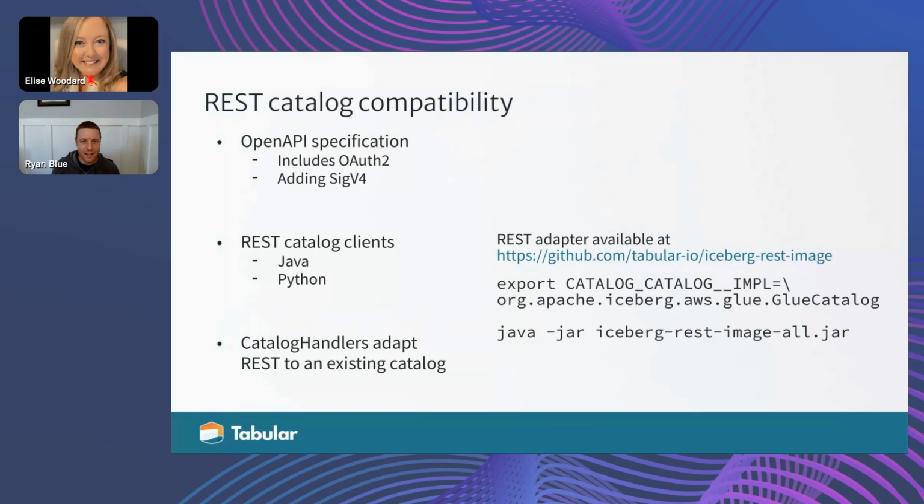Very quickly, I want to say, hey, it's an open API spec, so very easy to extend and use. There are also examples to help you either wrap an existing catalog jar for use in a REST service. There's a REST image, a Docker image that helps you do this, as well as just glue code called catalog handlers. And then both Java and Python environments already support REST.